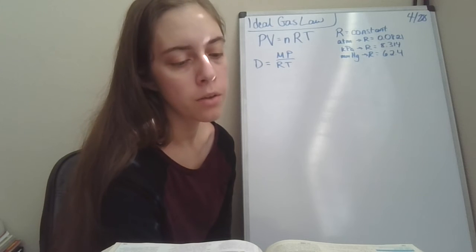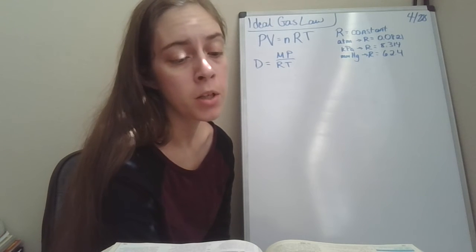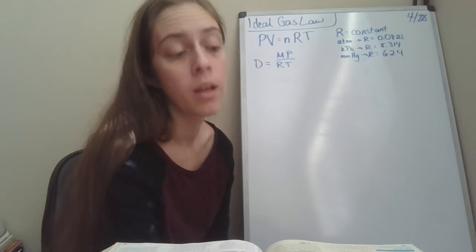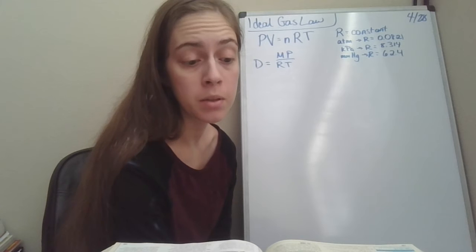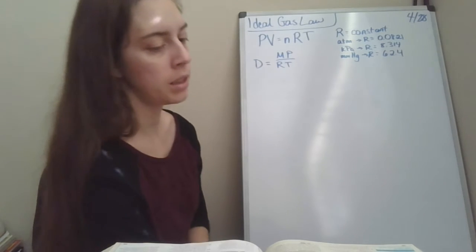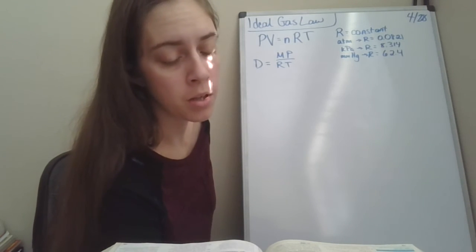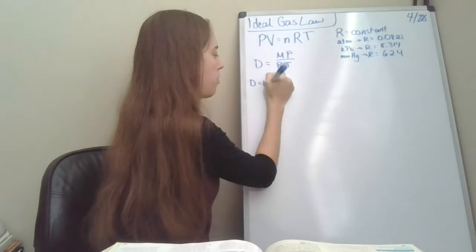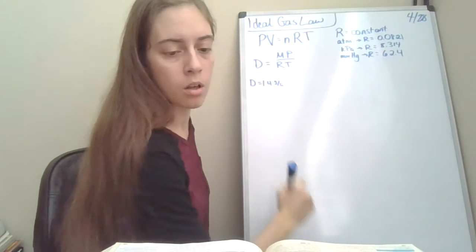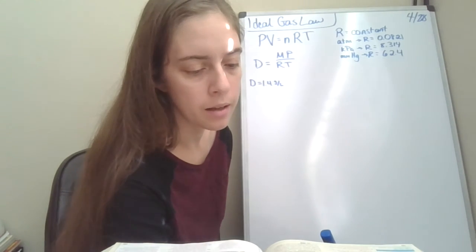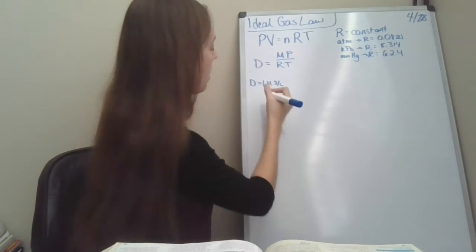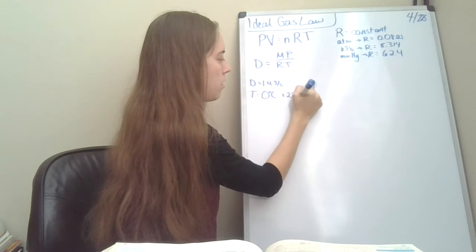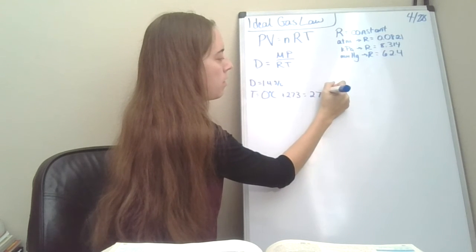Okay, so what is the molar mass of a pure gas that has a density of 1.4 grams per liter at standard temperature and pressure? STP. Do we remember what the value of STP is? Let's see. So the problem said that pure gas has a density of 1.4 grams per liter. Okay, so density equals 1.4 grams per liter. Then we've got standard temperature equals 0 degrees Celsius. Let's convert that. Plus 273 equals 273 Kelvin.